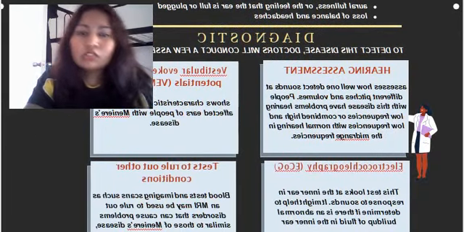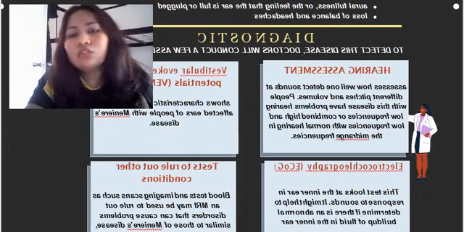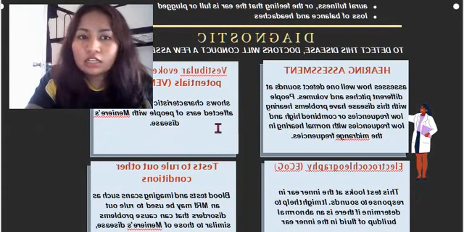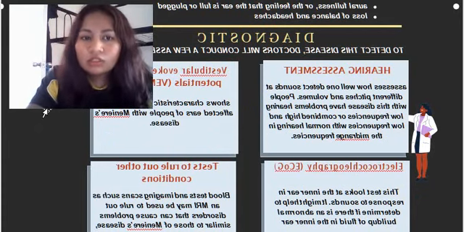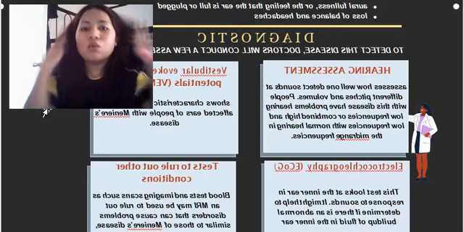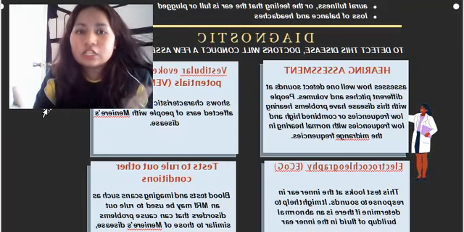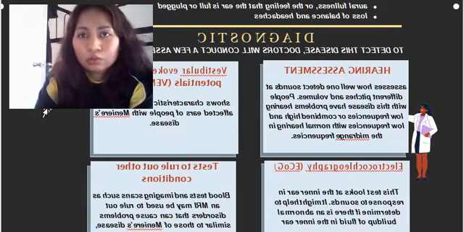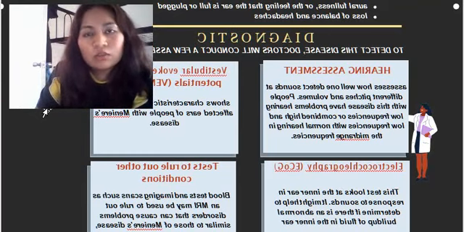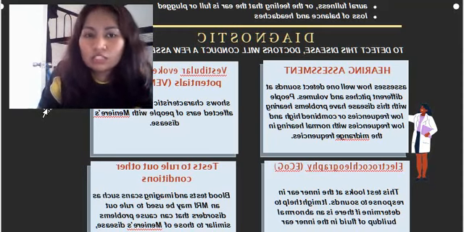Diagnostics. To detect this disease, doctors will usually conduct a few assessments, such as the hearing assessment. This assessment checks how well one detects sounds at different pitches and volumes. People with this disease usually have problems hearing low pitches or low-frequency sounds, or low and high frequencies combined together.